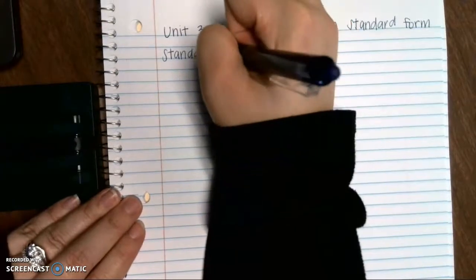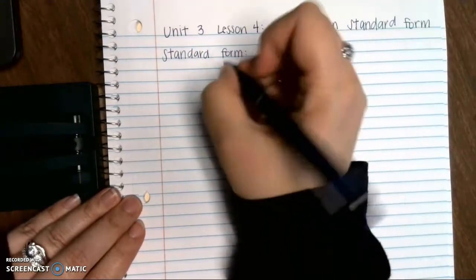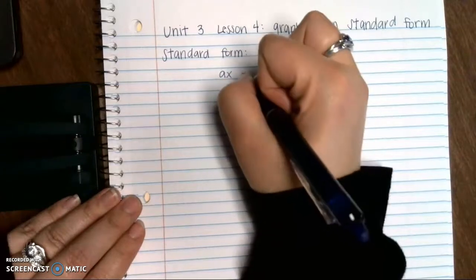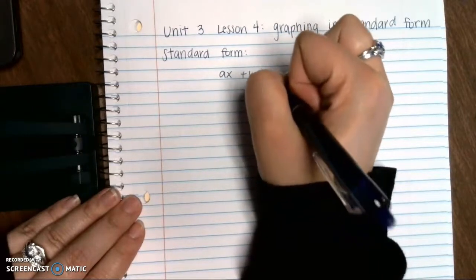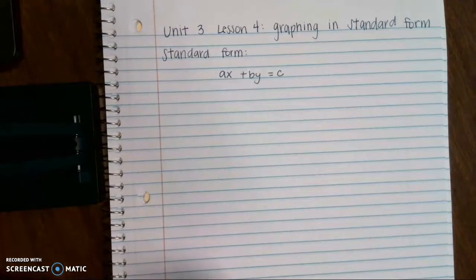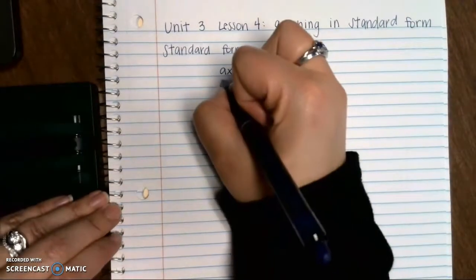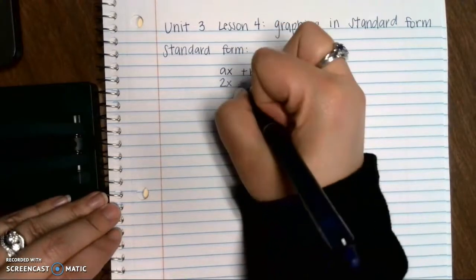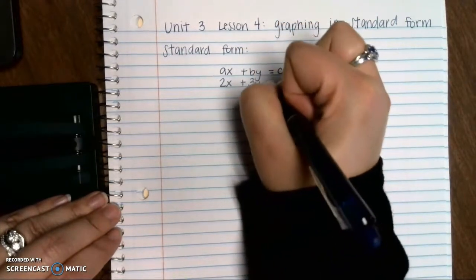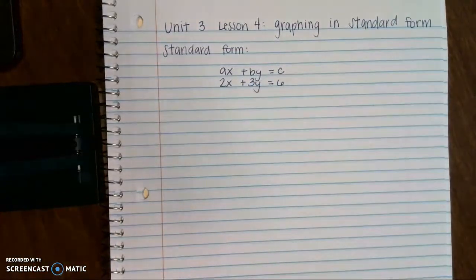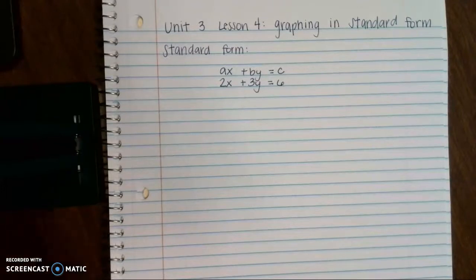Standard form is when an equation looks like ax plus by equals c, where a, b, and c are just numbers. An example of this would be 2x plus 3y equals 6. And we want to be able to graph when it's in this form, when it's not already set up for us in slope-intercept form. So there are 2 ways that we can do that.